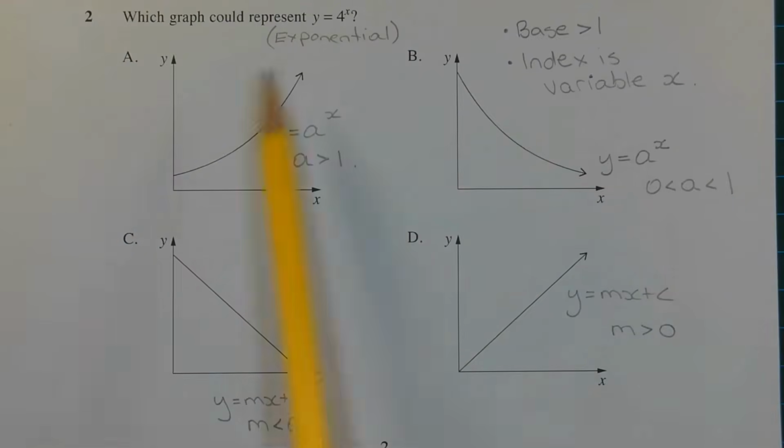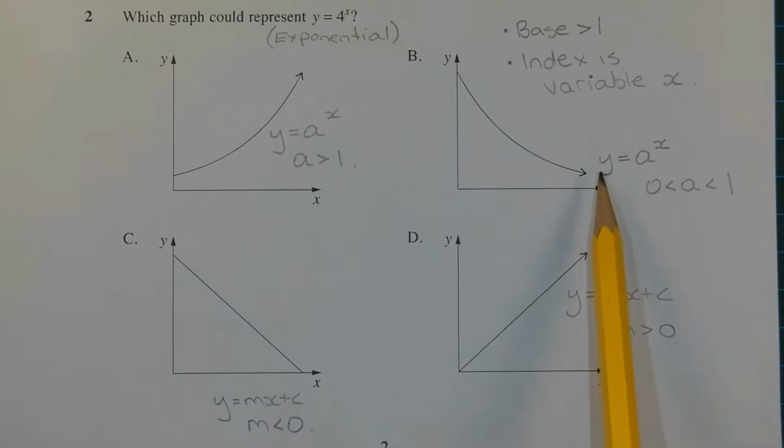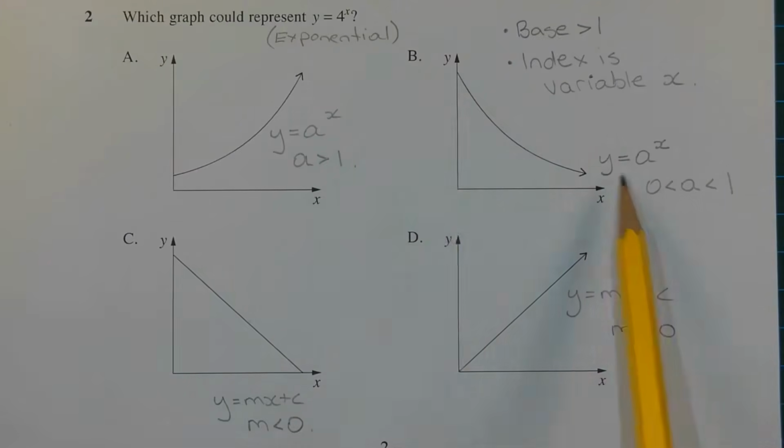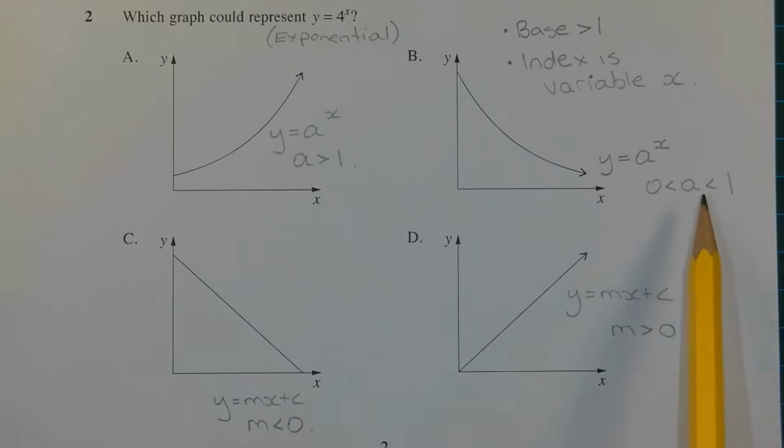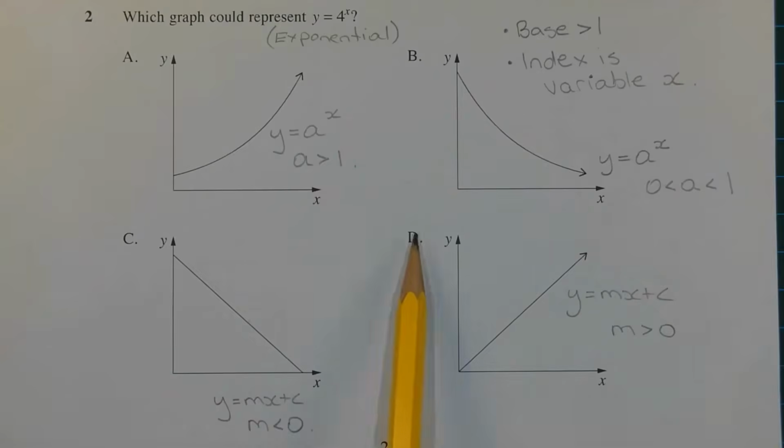Now for completeness, if we consider the other options, looking at option B, we have y equals a to the power of x. It is a type of exponential relationship. However, the base a is a value between 0 and 1. Looking at option C, this is a straight line graph of the form y equals mx plus c, where m, the gradient, is less than 0 or negative. And looking at option D, this is of the form y equals mx plus c, where m, the gradient, is greater than 0 or positive.